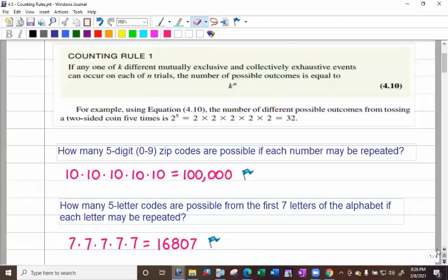How many 5-letter codes are possible from the first 7 letters of the alphabet if each letter can be repeated? It's a little tricky there with the 5 letters and 7 letters. The 5 just means how many times these are going to be multiplied together, because the entire thing is the code. In other words, ABA could be a code or something like that. So there's the first 7 letters of the alphabet, all 7, and then you can have all 7 again. So it's 7 to the 5th power, and that ends up being 16807.